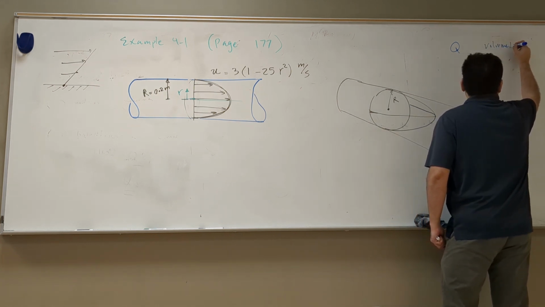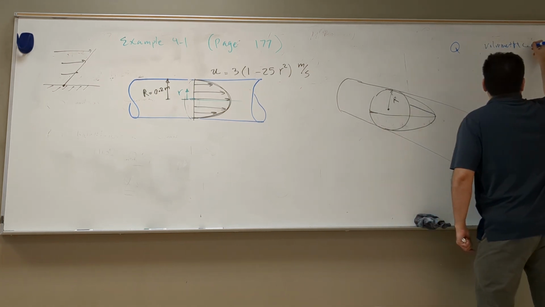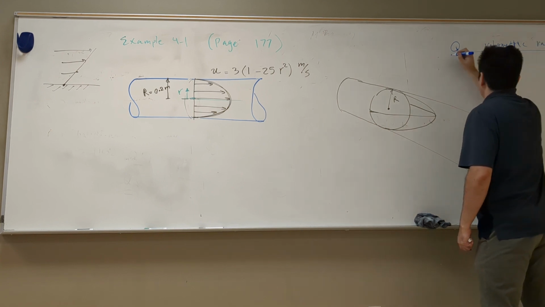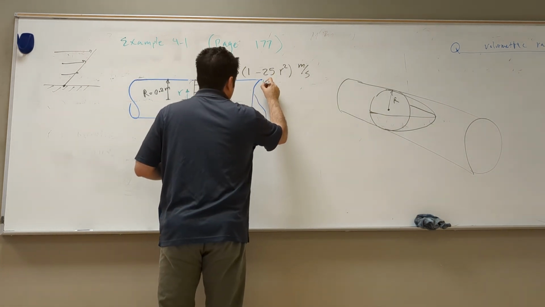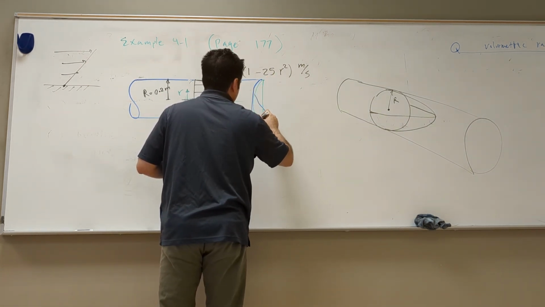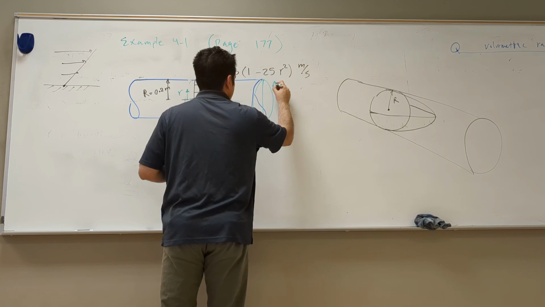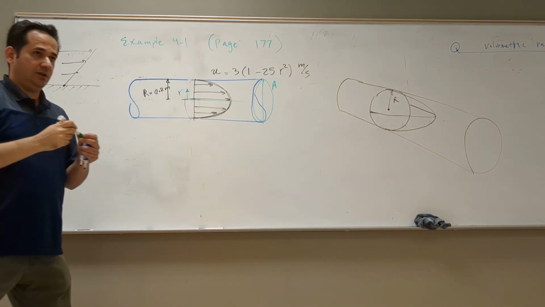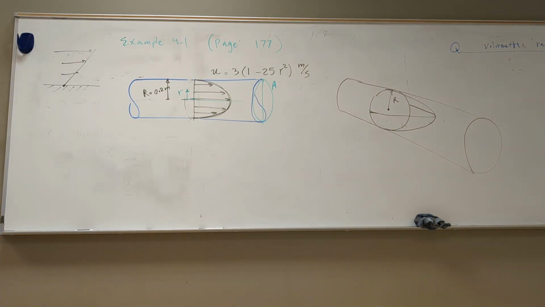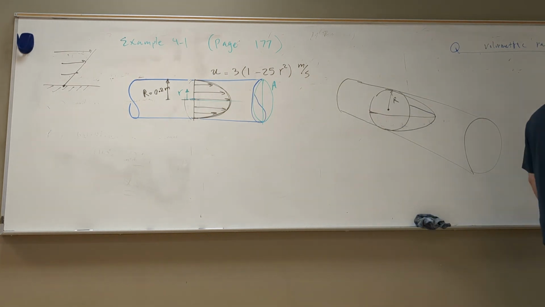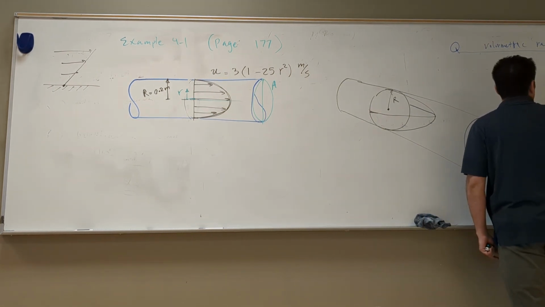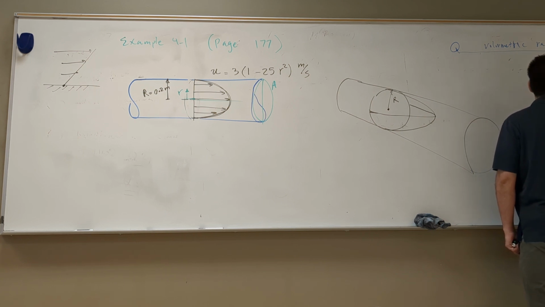Volumetric rate that passes through this surface. So pick one of these faces here. There you go. Call it A. What's the volume passing through A? Can you tell me? Well, go back to your notes and you see that we have this formula. Q is equal to V dot A.